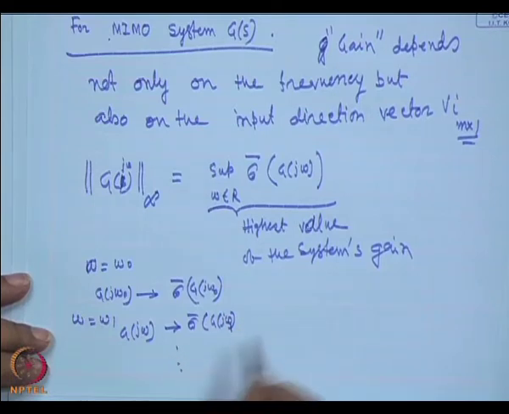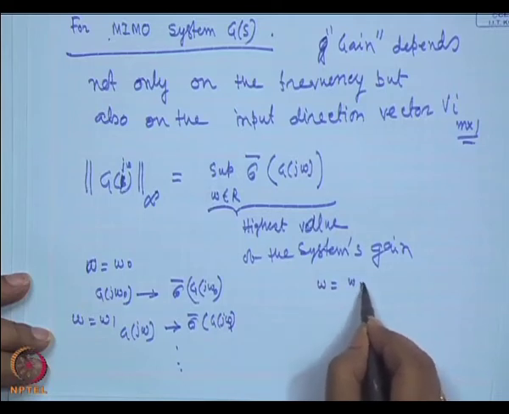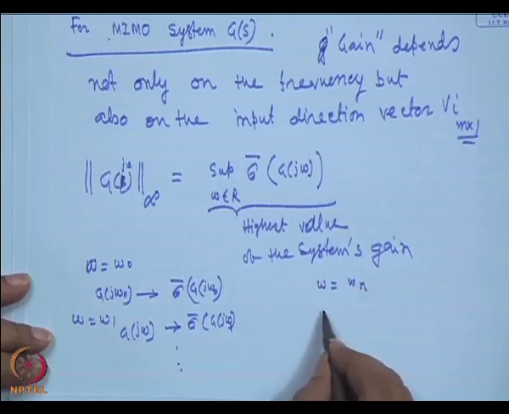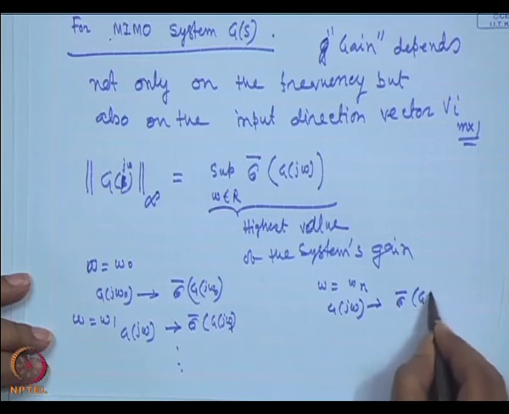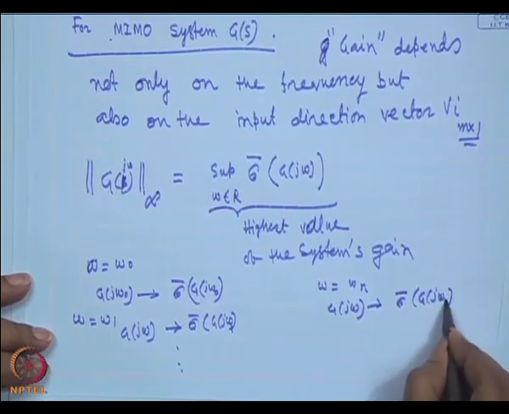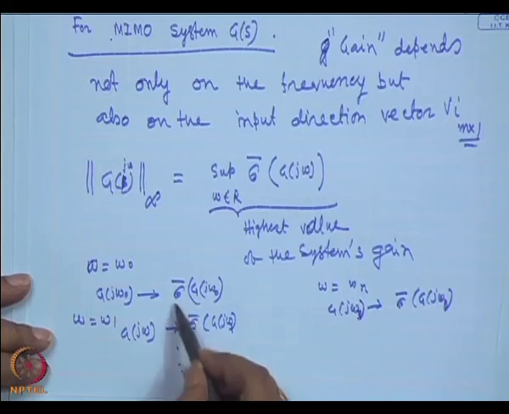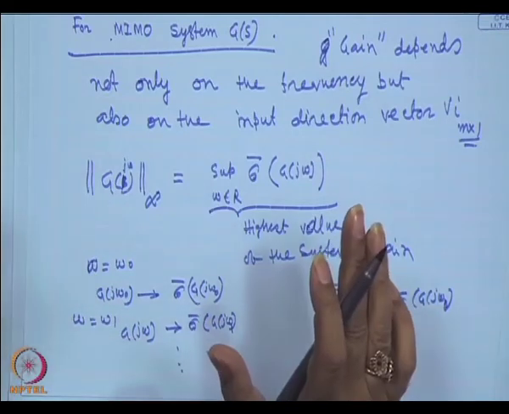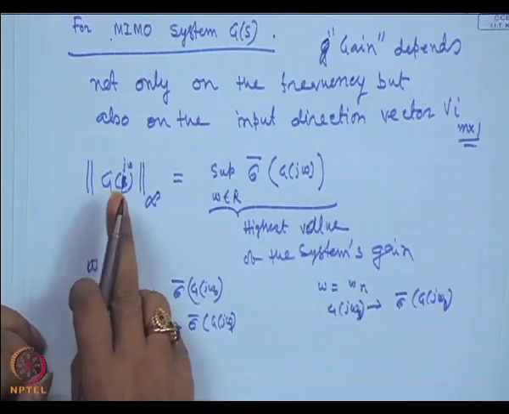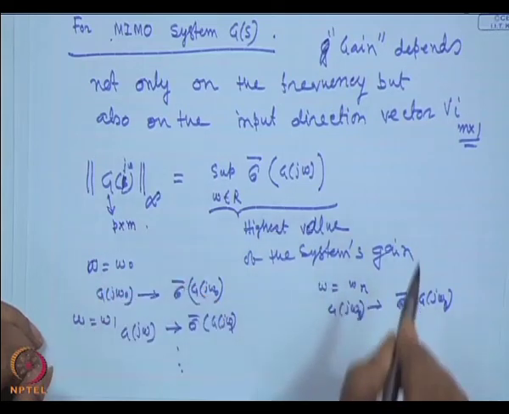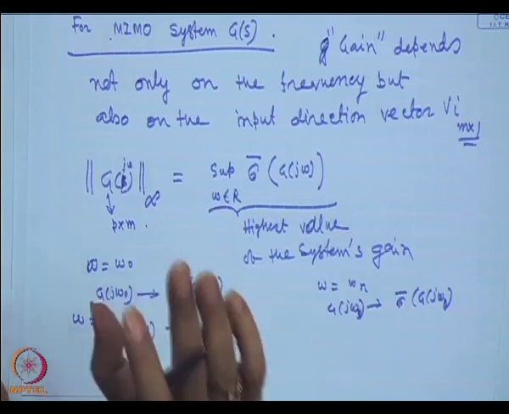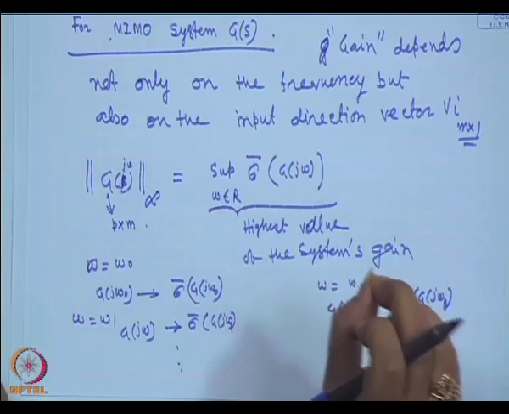You go on changing omega up to, let us call, omega n. Then I will find G(j omega n) and its maximum singular value. Out of all these singular values, the maximum one will give you the H infinity norm of the transfer function matrix, whose dimension is p cross m. Let us call the frequency at which we get the maximum singular value omega x.